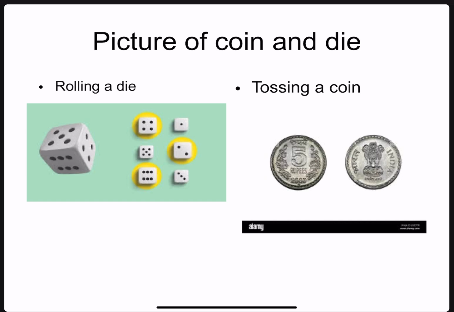Let us see the picture here. The pictures denote rolling a die. This is the die. In a die, we have 1, 2, 3, 4, 5, 6. These are the possible outcomes when we throw a die. And in tossing a coin, this is head and this is tail. So I believe that you guys will remember this.